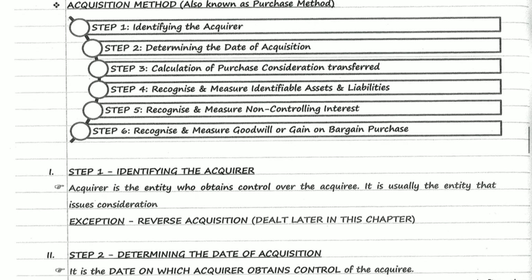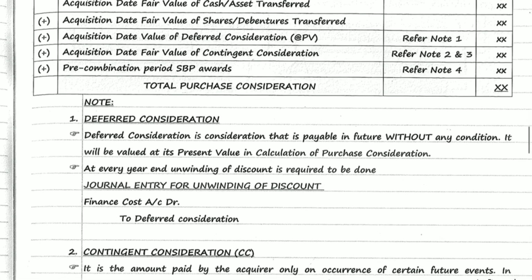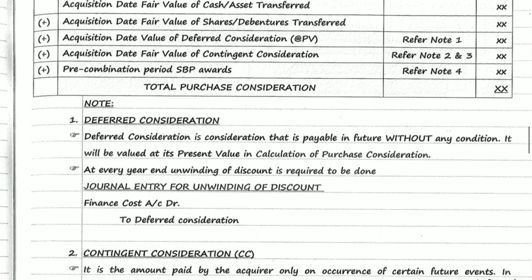Next, step 3, calculation of PC transfer, purchase consideration transferred. How to calculate purchase consideration? To calculate purchase consideration, fair value of cash or asset transferred as on date of acquisition need to be considered. Add fair value of shares or debentures transferred as on date of acquisition. Add present value of deferred consideration as on date of acquisition. Add fair value of contingent consideration as on date of acquisition. And add pre-combination period share-based payments awards to calculate purchase consideration.